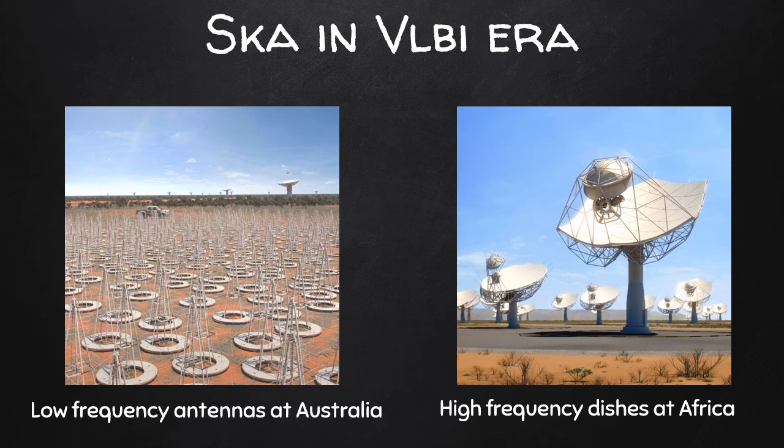VLBI is also used in the world's most powerful radio telescope, the Square Kilometre Array. The basic technique is VLBI. Nearly 1 million low frequency antennas are going to be installed in Australia and thousands of high frequency dishes in Africa by 2027. The future in radio astronomy is still wide open for you to make great discoveries.